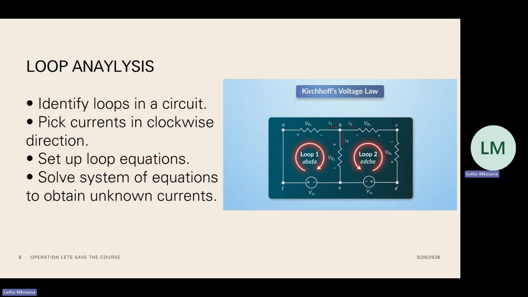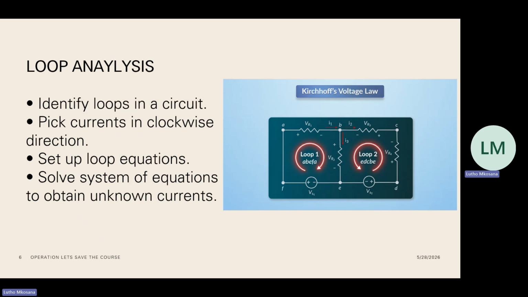In Kirchhoff's voltage law, we have something called loop analysis. There are some steps you need to take into account. We need to identify the loop, whether it is a clockwise or anti-clockwise direction. Then pick currents in the clockwise direction, set up the loop equation, and solve the system of equations. Then you will obtain your currents.